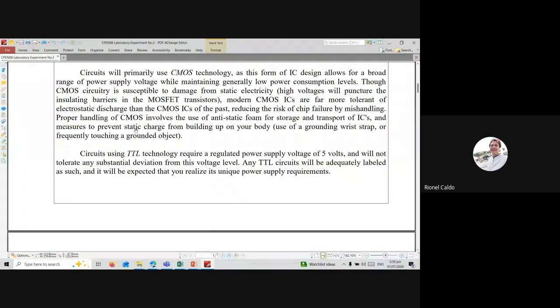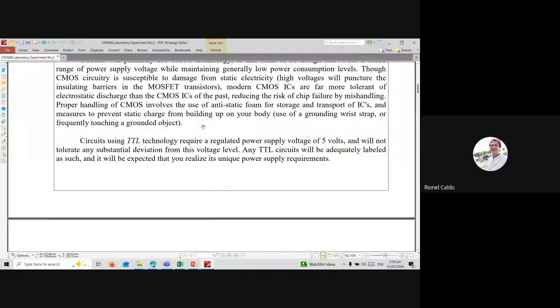The proper handling of CMOS involves the use of anti-static foam for storage and transport of ICs and measures to prevent static charge from building up on your body, which is use of a grounding wrist strap or frequently touching a grounded object. Sa industry, minsan gumagamit pa ng wrist strap. And in some laboratory rooms, may mga available din na wrist strap. Yan. To prevent the static charge.